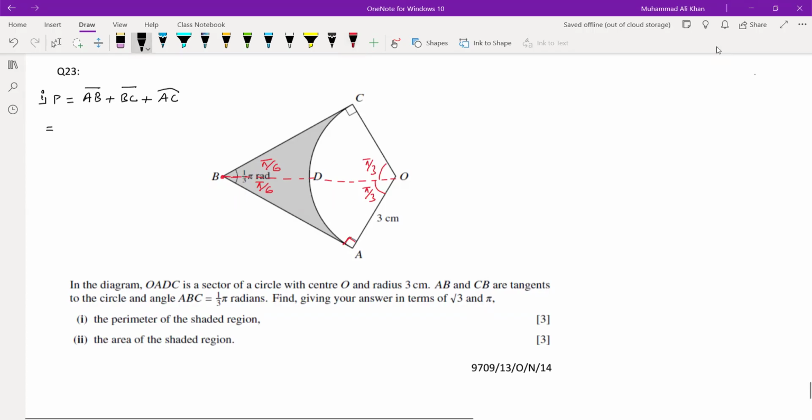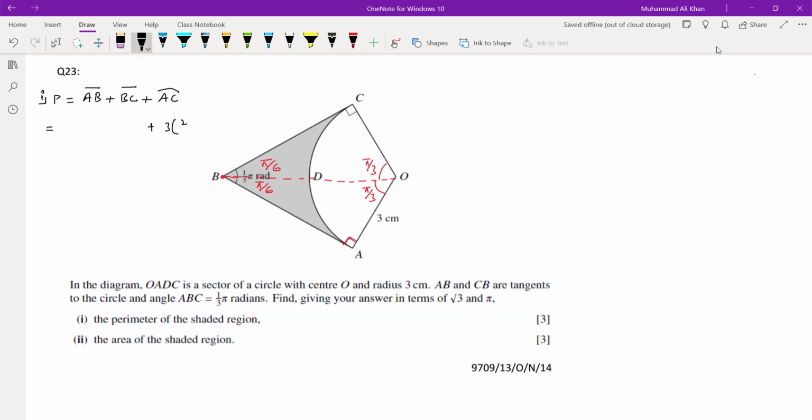According to this, the radius is 3. We'll get AC directly, and AC is r theta. AC is the arc length. So I'm writing r theta. The radius is 3, and the theta is pi by 3 plus pi by 3, which is 2 pi by 3.